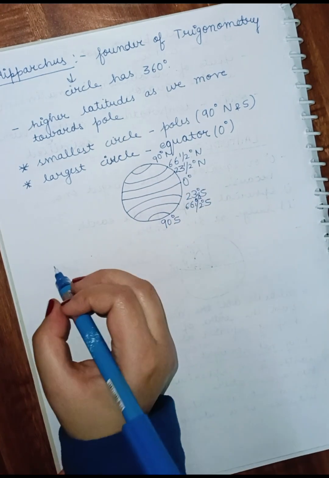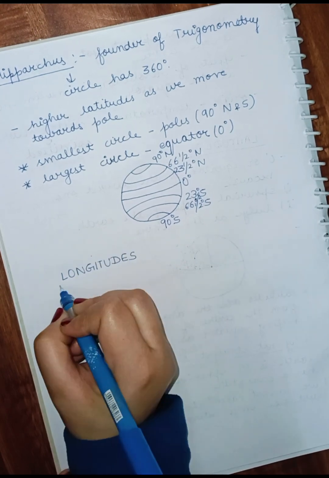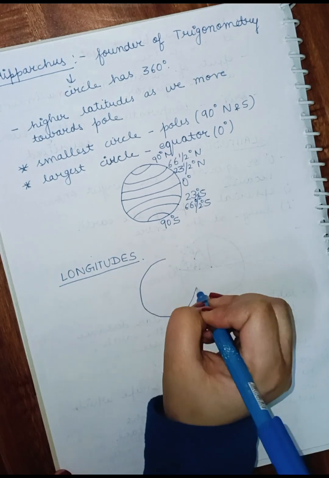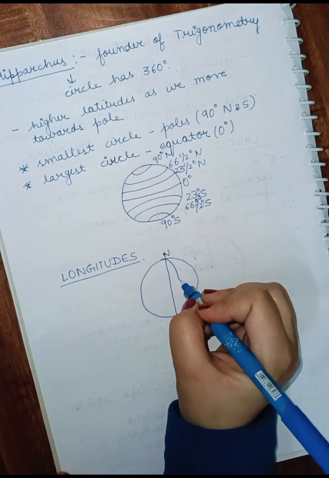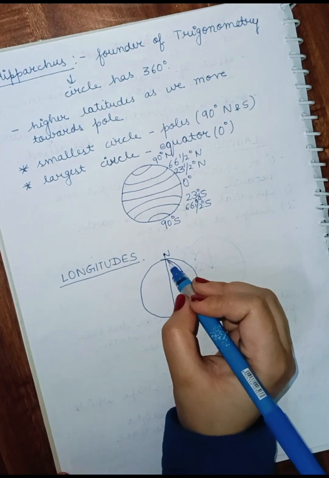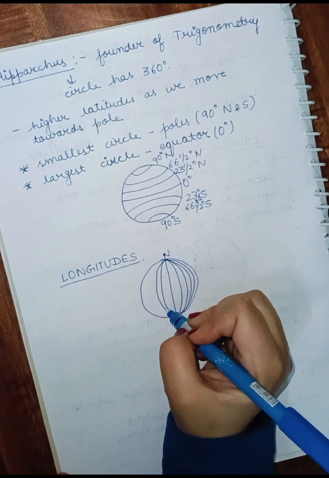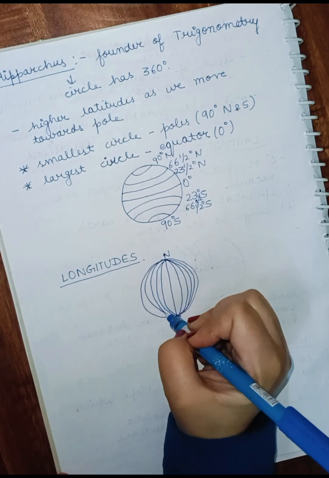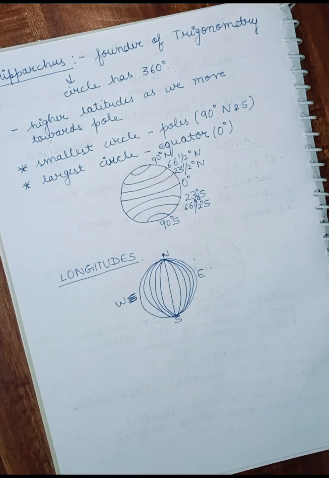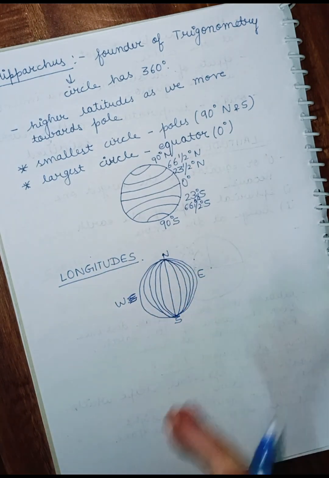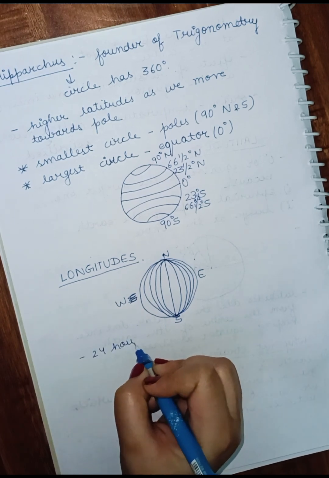If we come to the longitudes, longitudes don't form a circle. Like this is our Earth, and this is north, this is south, and they come and meet at a point like this. In latitude, we move from north to south. In this, we have east and west. So we calculate time zone as per the longitudes. In a day, there are 24 hours.